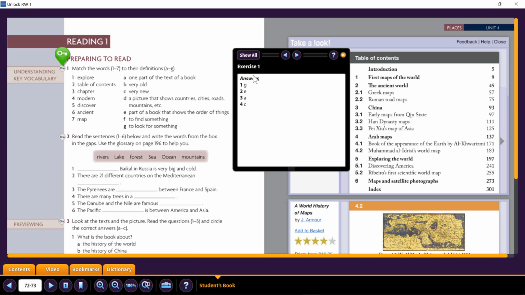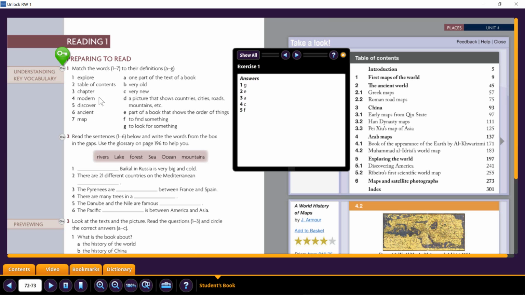What about number 5? Discover. With F, discover means to find something. So please pay attention. Explore differs from discover, that explore means to look for something, to search for something, while discover means to find something.